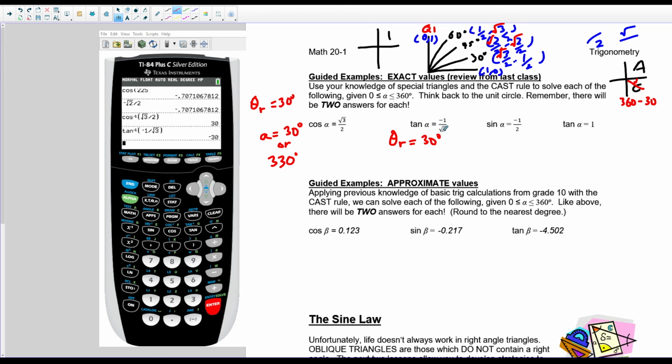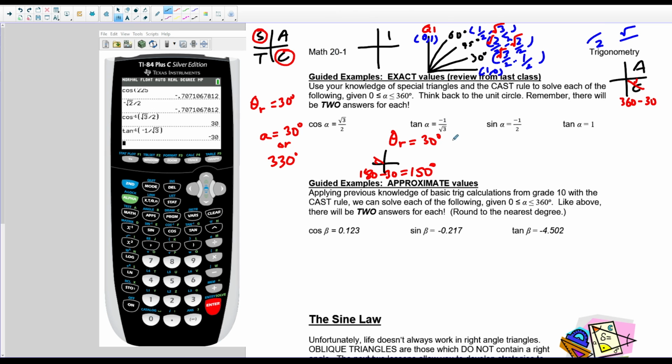And because we're looking at tangent, we know that tangent is negative, rather, in quadrant 4 and quadrant number 2. So our reference angle is 30 degrees. So that means I have two answers. So we have 30 degrees coming up this way. So this is going to be 180 minus 30, which gives us 150 degrees.